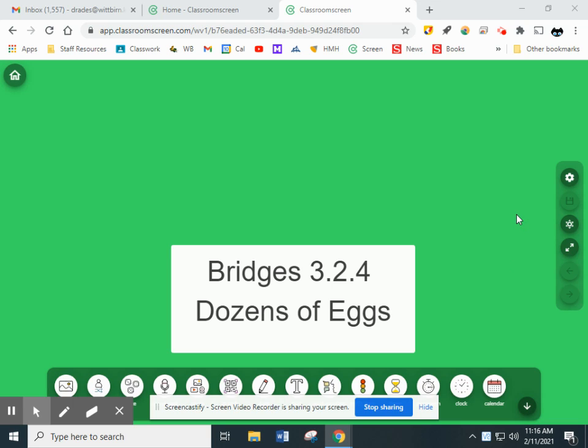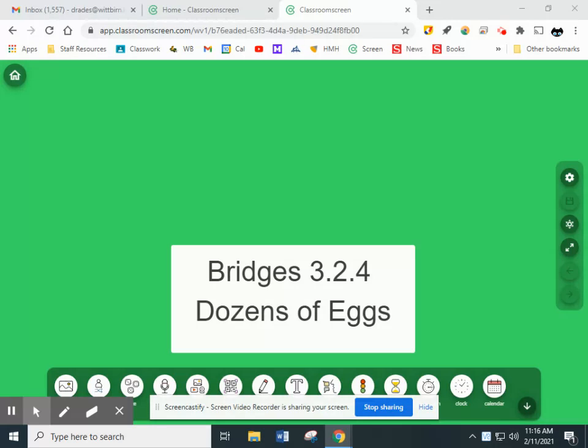We are moving on to a game today. For your game, you will need to have at least 12 things to count because we're working with egg cartons. Our title is Dozens of Eggs. What number does the word dozen mean? Raise your hand. Brooklyn, 12.